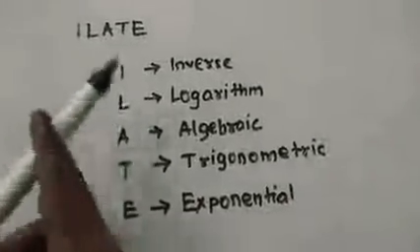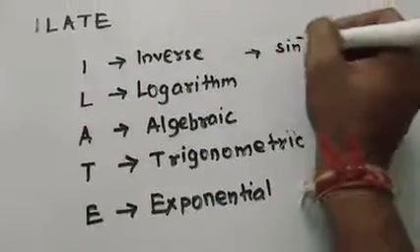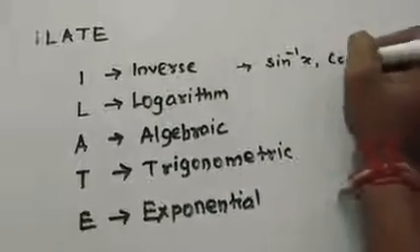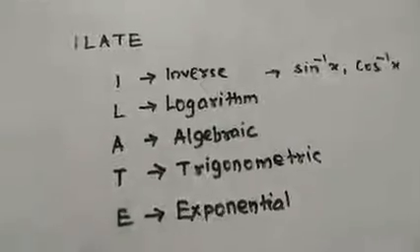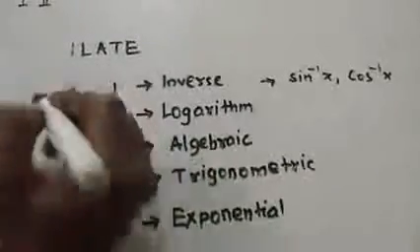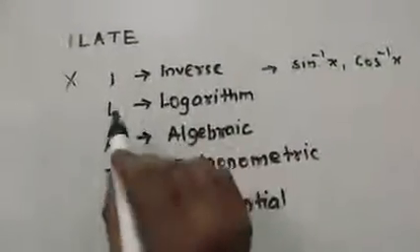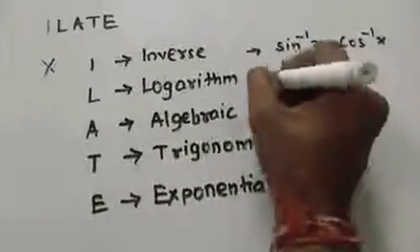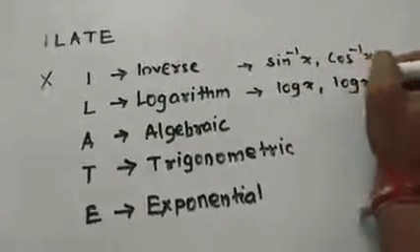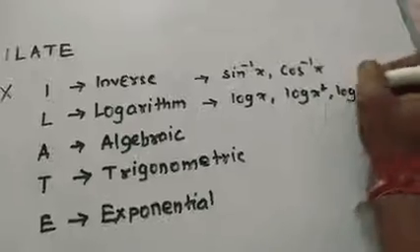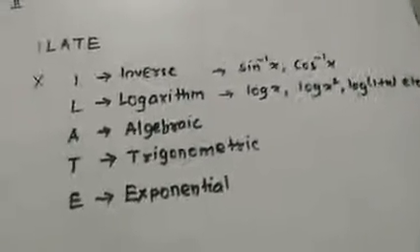I stands for inverse. Inverse means those function inverse, that is sine inverse x, cos inverse x, and this is not included in your syllabus, so we will not consider the I part, that is the inverse, but the rule is for ILATE only. L stands for logarithm. Logarithm means log x type function or log x square, log 1 plus x, etc. It can be any form, but it is in the form of log x.